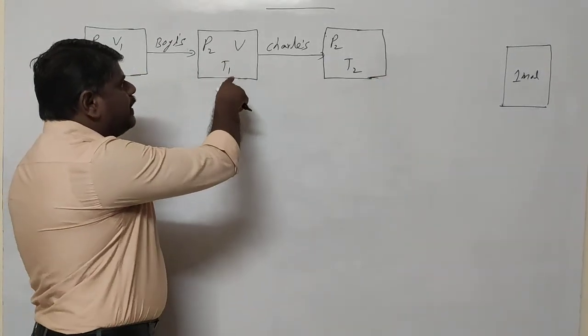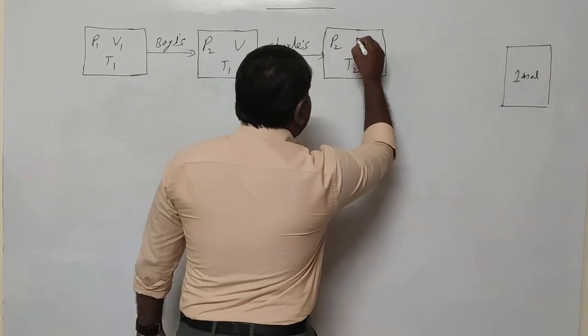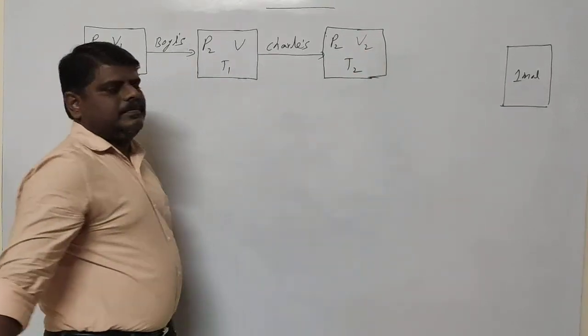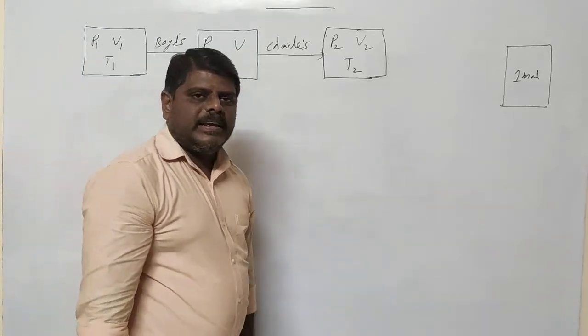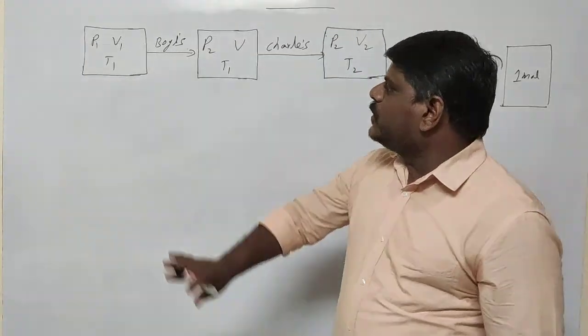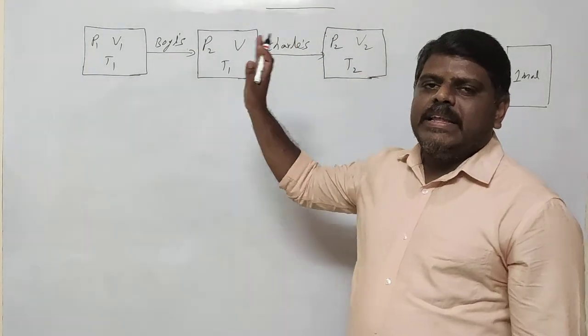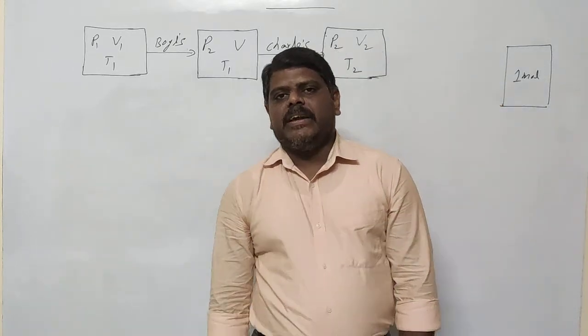The volume is going to increase up to V2. Okay, this is the block diagram of the ideal gas equation. If we are able to write down this block diagram, then it becomes very easy to derive the equation.